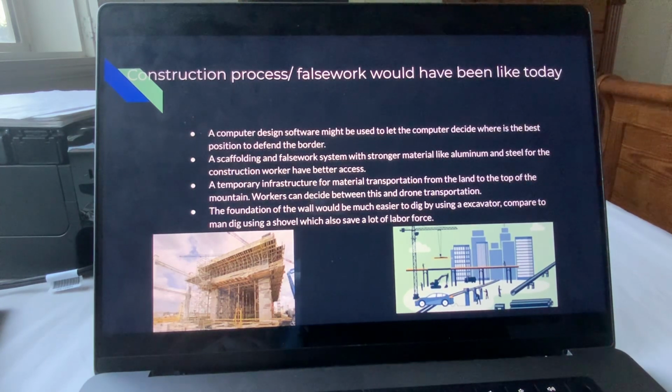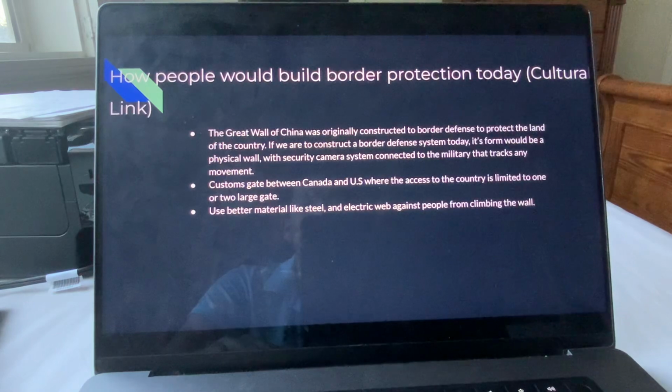And then also the foundation of the wall will be much easier to dig by using an excavator compared to men digging with a shovel, which also saves a lot of labor force. And then the cultural link is, I think, the Great Wall of China was originally constructed for border defense.